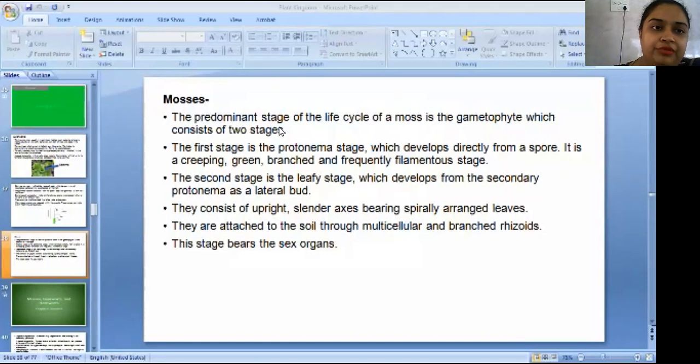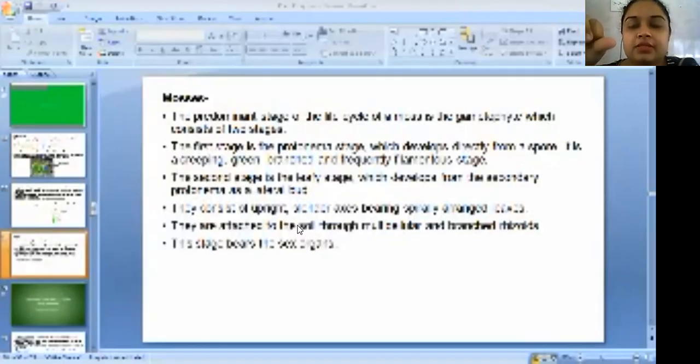We have to end at 9:55. Two minutes are remaining, so faster. Here in the mosses, the predominant stage is the gametophyte. That also consists of two stages. The first stage is protonema, and the other is the leafy stage. Protonema develops directly from the spore, and the leafy stage develops from the secondary protonema as a lateral bud.